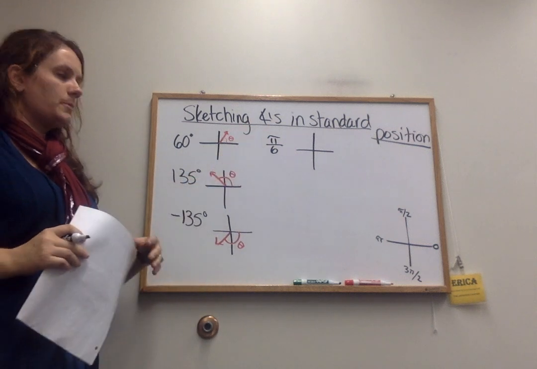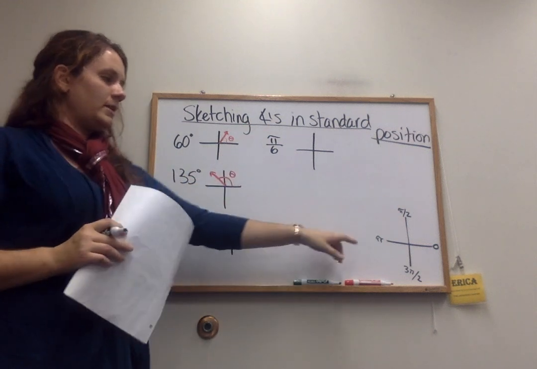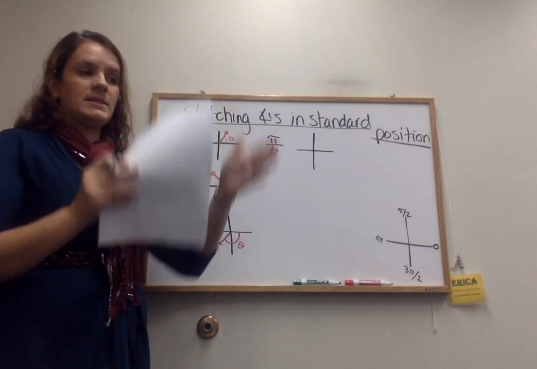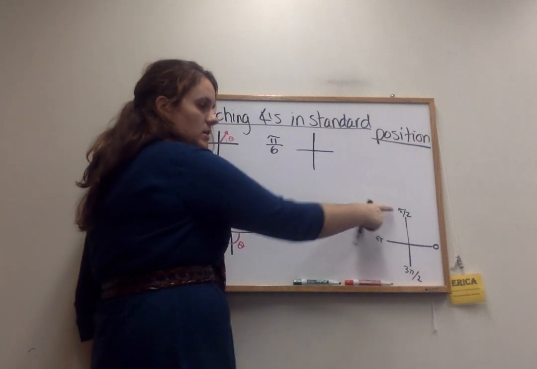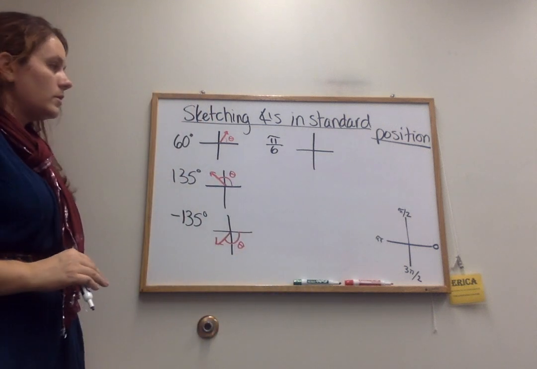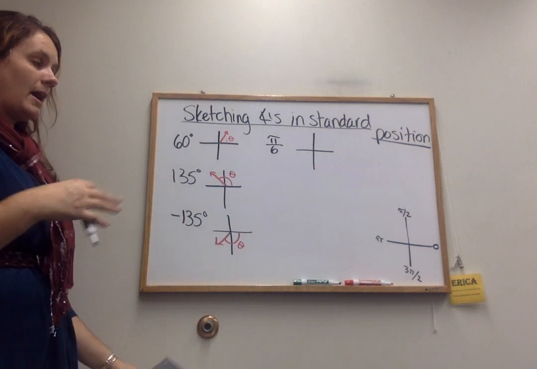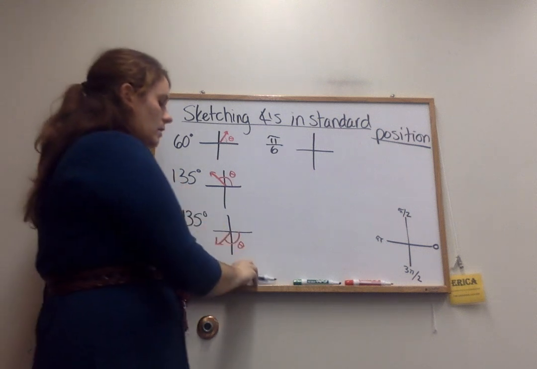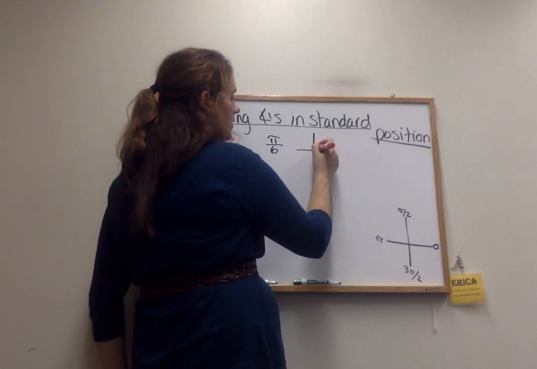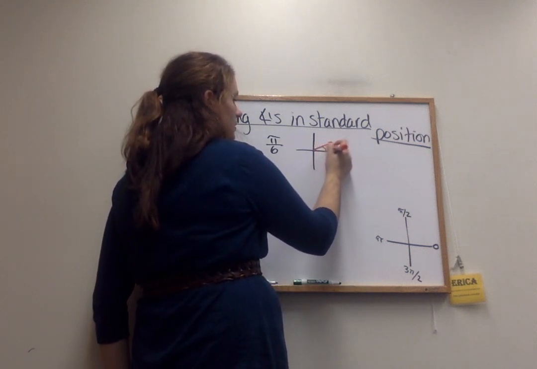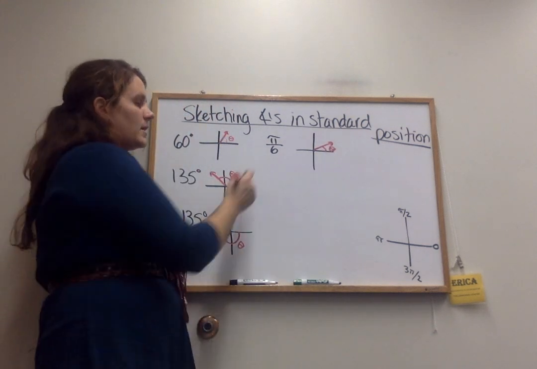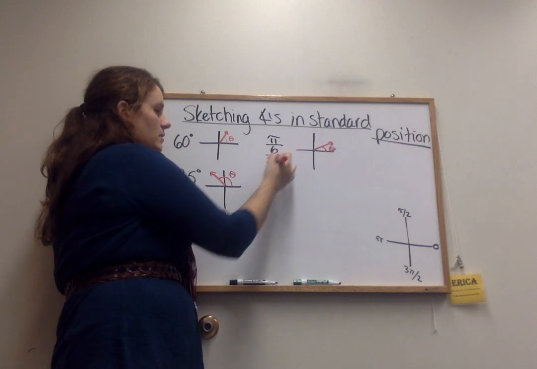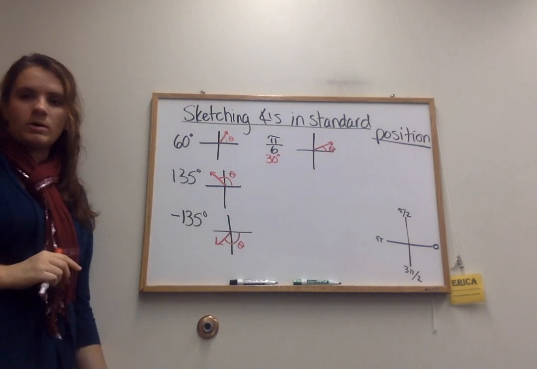Pi over 6 is a pretty small number. It's definitely not a whole pi. It's only 1/6 of a pi, which means it's less than pi. It's also less than pi over 2, right? It's not half of a pi. It's only 1/6 of a pi, and that means it's going to fall in quadrant 1. It's going to be down here. There's our theta. It's a very small number. And if you turn that into degrees, you'd find out that it is 30 degrees, which we know is in quadrant 1.